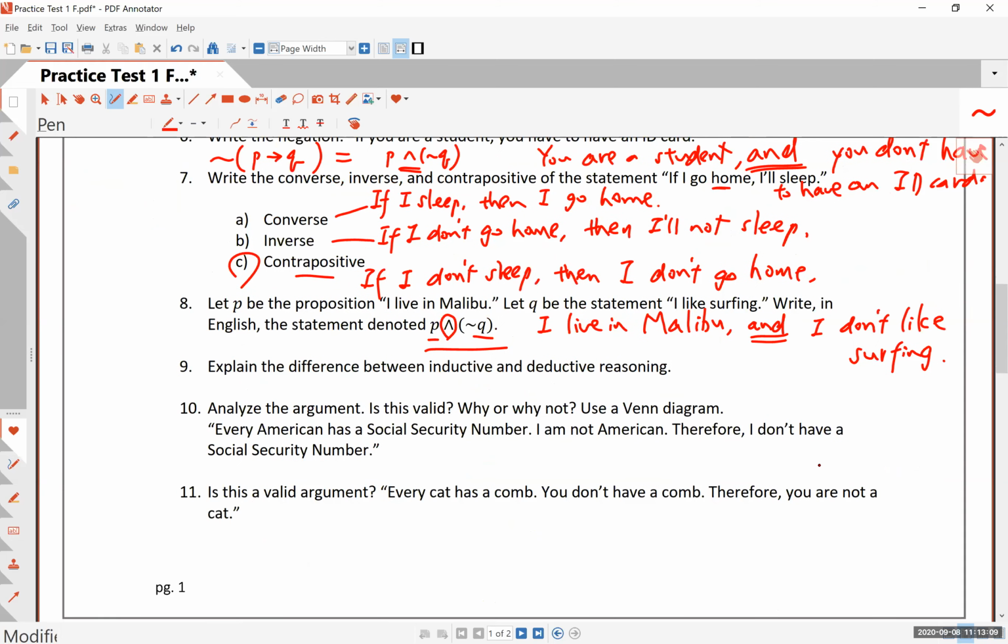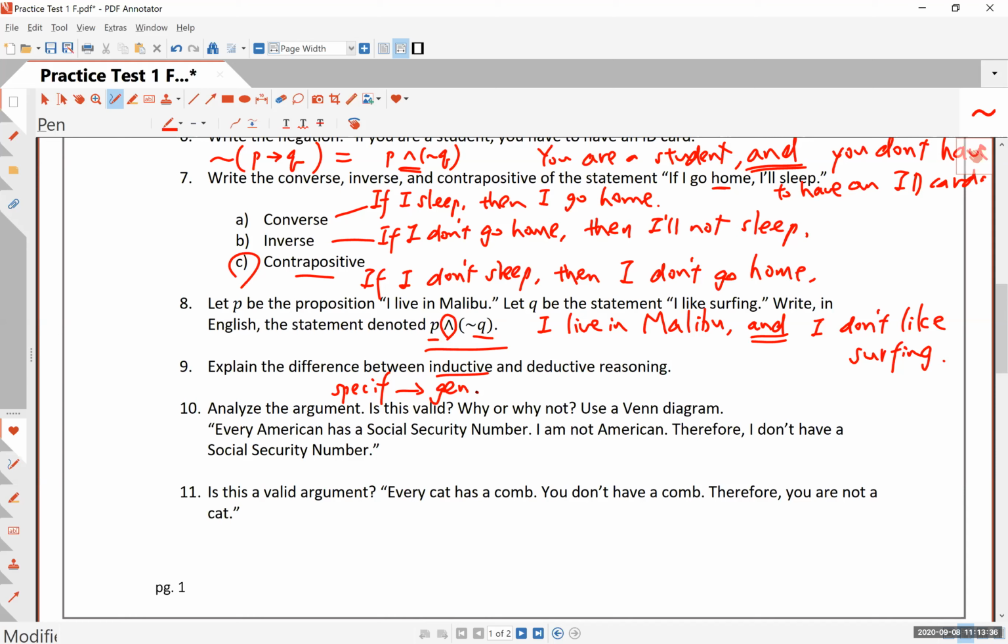Okay, number 9, explain the difference between inductive and deductive reasoning. You can read about this in the answer key. In inductive reasoning, you basically go from specific cases to conclude something generally. An example is, I saw a bird fly yesterday, I saw another bird fly yesterday, I saw another bird fly today, a whole bunch of birds fly, and therefore birds fly.